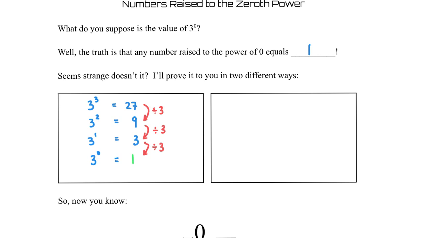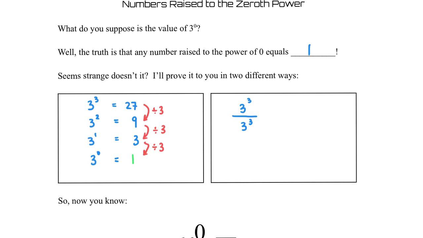Here's another way I can prove it to you. Let's do 3 to the 3rd over 3 to the 3rd. Now, you know that when you have a fraction and it's the same on top and bottom, you know what that equals. A fraction with the same numerator and the same denominator always equals 1.